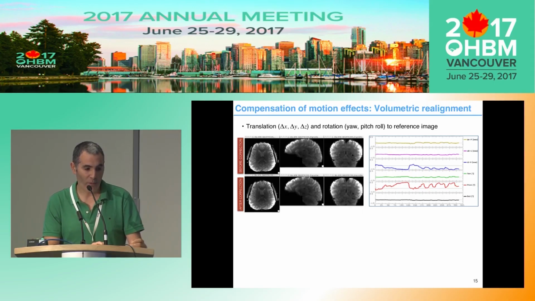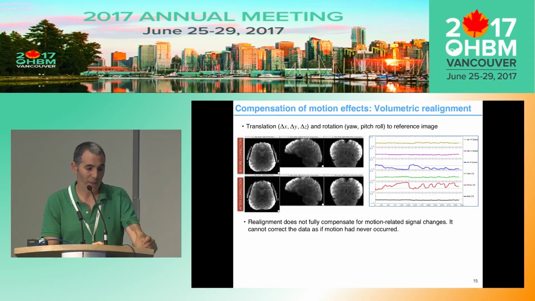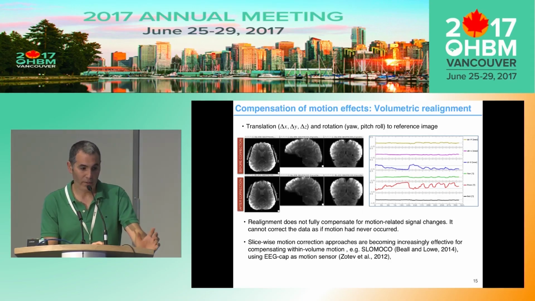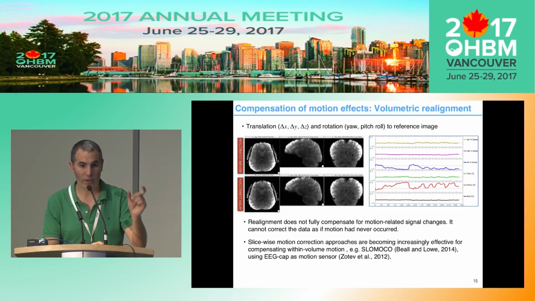So as a result, we can more or less correct for those motion effects, and we have time series for the translation and the rotation parameters. But it's important to realize that realignment doesn't fully compensate for motion-related signal changes, and it cannot correct the data as if motion had never occurred. For instance, with this approach and the realignment parameters, you will not be able to see slice-wise motion effects that occur within volume acquisitions.